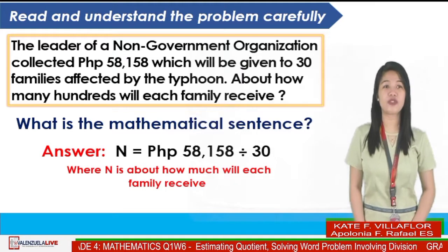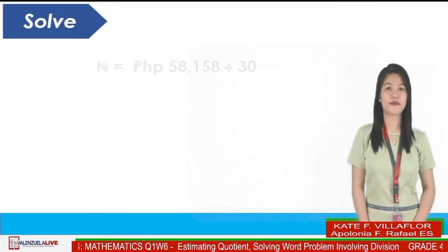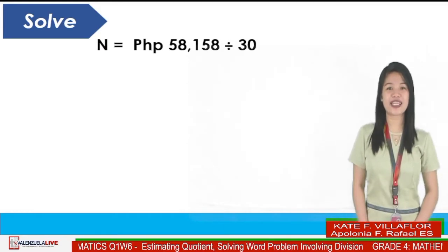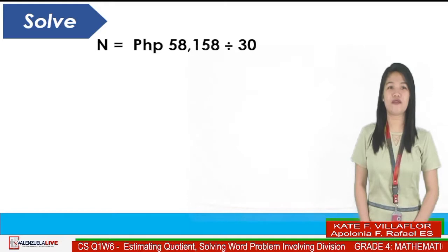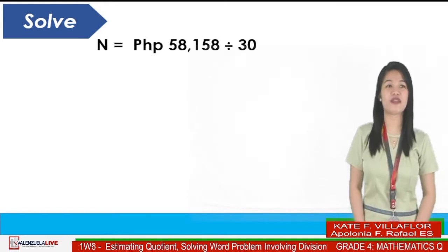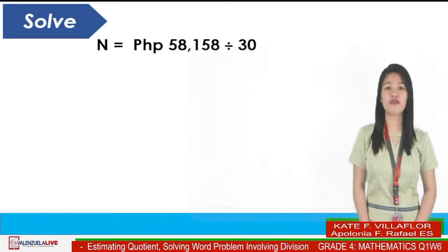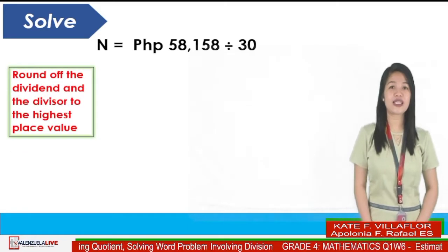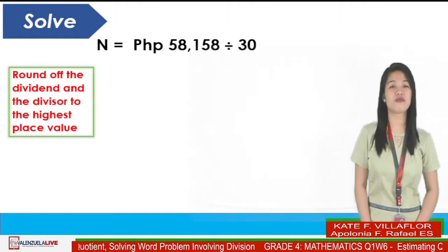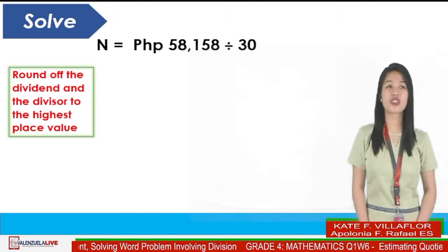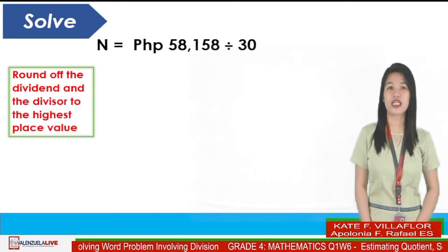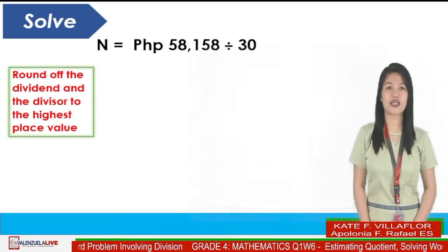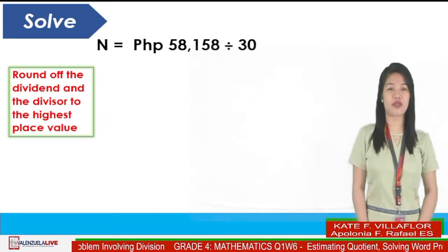Okay, let's solve this problem. N is equal to 58,158 pesos divided by 30. Let's round off the dividend and the divisor to the highest place value. First thing to do is to round off the dividend, which is 58,158, to the highest place value.